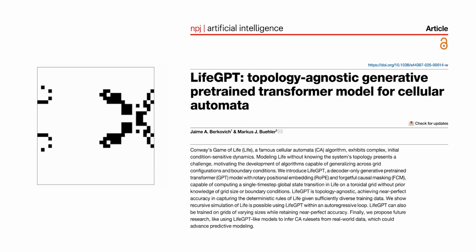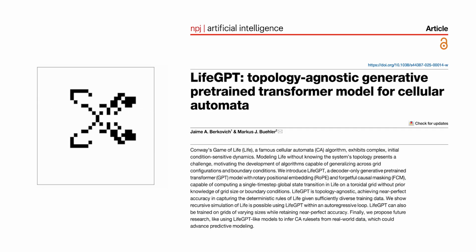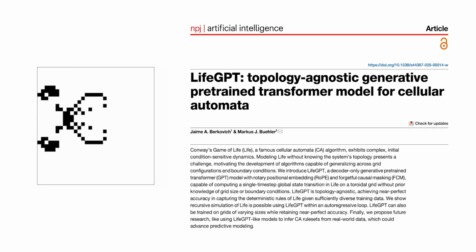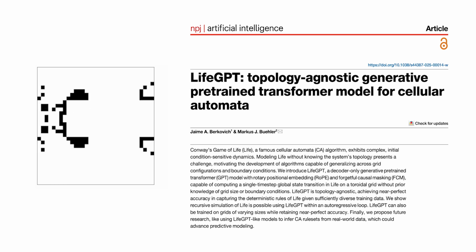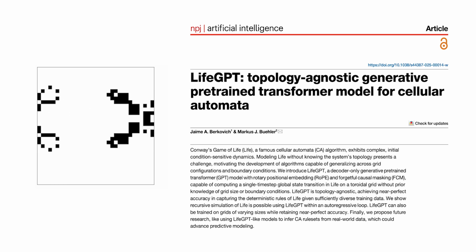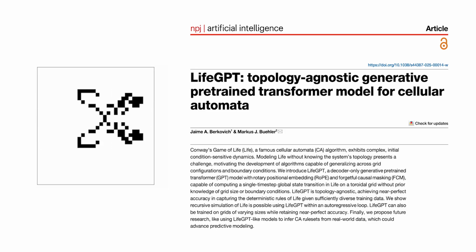The authors also trained a variant, LifeGPT multigrid, on multiple grid sizes at once, tiny boards of 2x2, 4x4, 8x8, and 16x16. The model continued to make near-perfect one-step predictions across all those sizes, which suggests it latched onto the local neighbor rules in a way that didn't depend on a particular board size. That's the heart of the topology-agnostic idea. The rules are local, and the model learns them from data, not from built-in geometry.